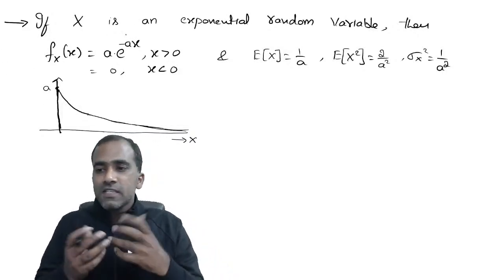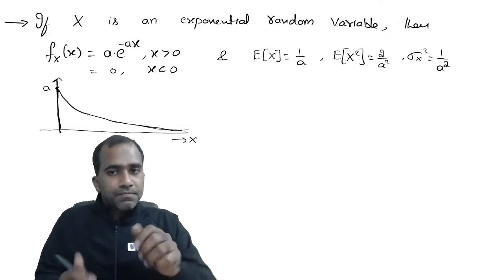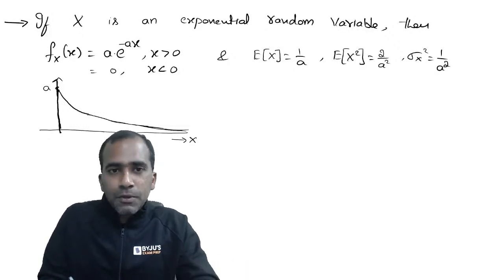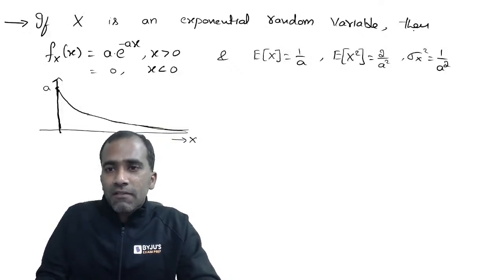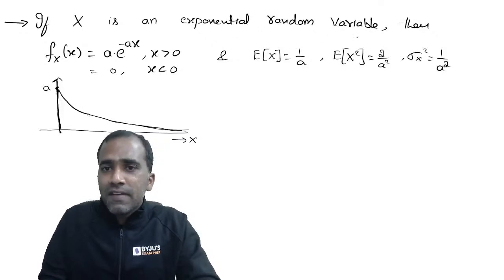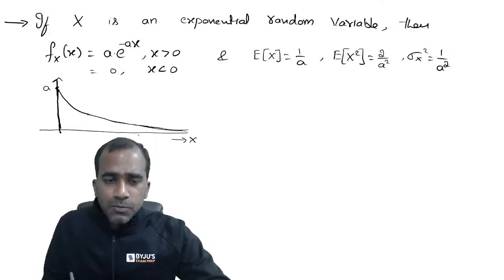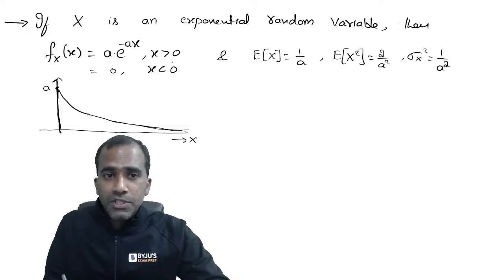So if X is an exponential random variable, I'm going to talk about exponential random variables. I'm using X as the letter for the random variable; we can use any letter, as I said yesterday. Whenever I say exponential random variable, it means the random variable has a PDF having the shape of an exponential. So this is how an exponential PDF looks, and this is how the equation will be.